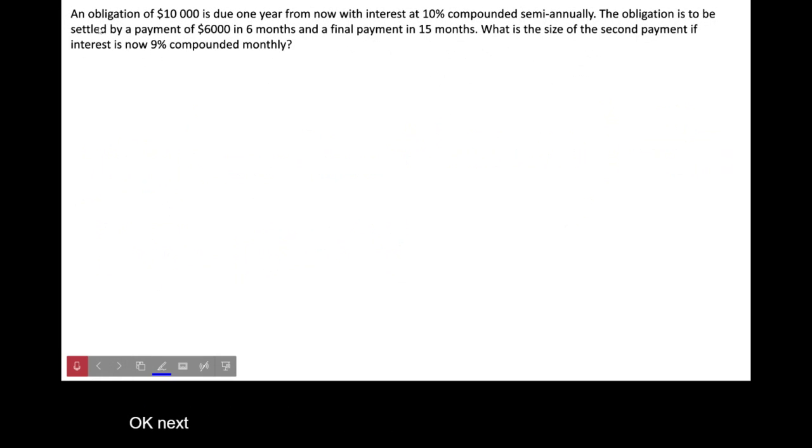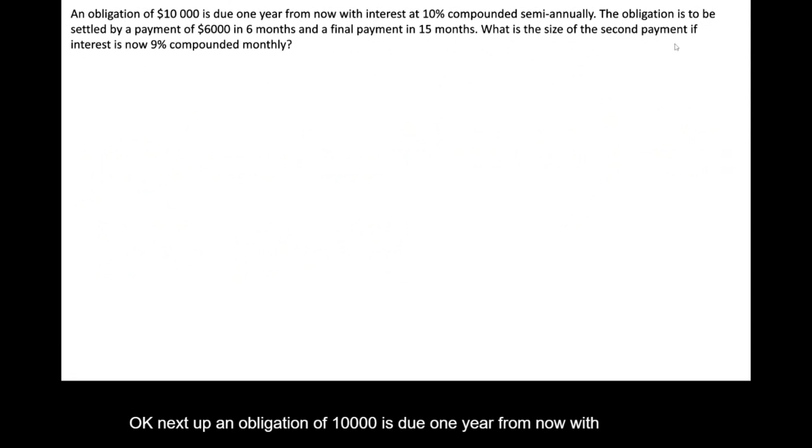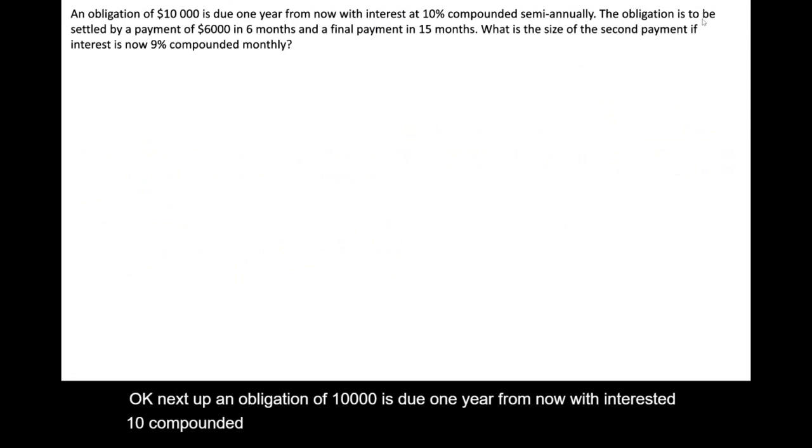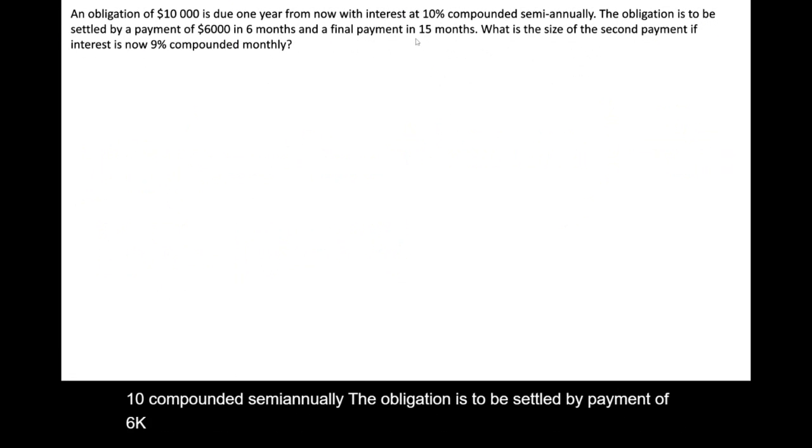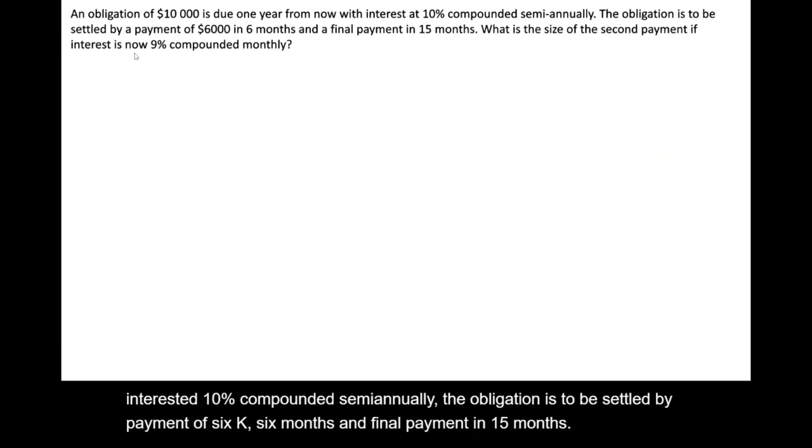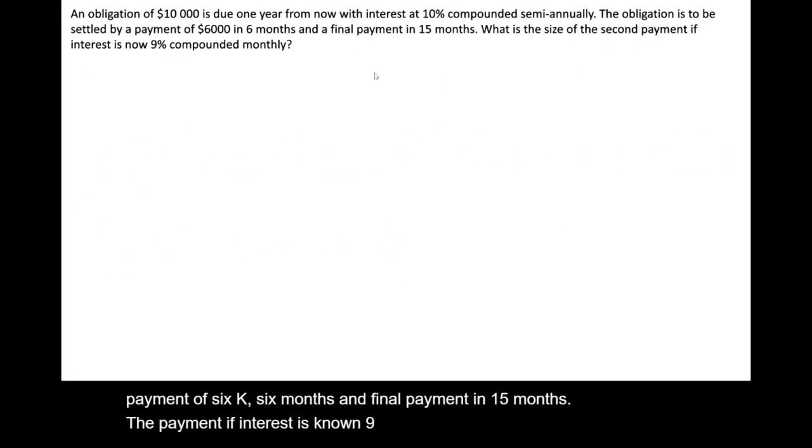Okay, next. An obligation of 10,000 is due 1 year from now with interest at 10% compounded semi-annually. The obligation is to be settled by a payment of 6K in 6 months and a final payment in 15 months. What is the size of the second payment if interest is now 9% compounded monthly?